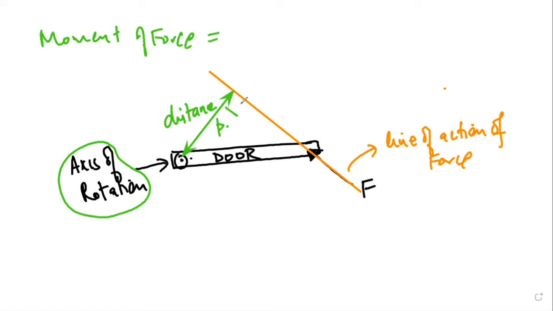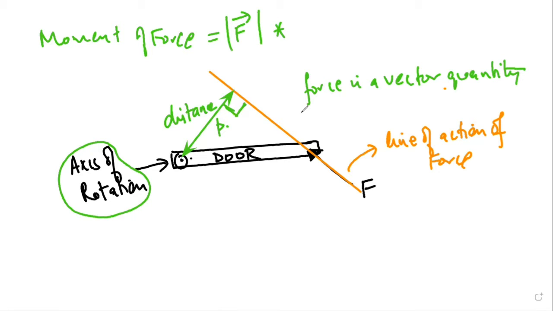is equal to, this is the perpendicular distance. Moment of force is the magnitude of force, because force is a vector quantity. So we need to take the magnitude of the force. So magnitude of the force multiplied by the perpendicular distance between the line of action of force. This is the line of action of force, and this would be the perpendicular distance. Mr. Sivang, any doubt?